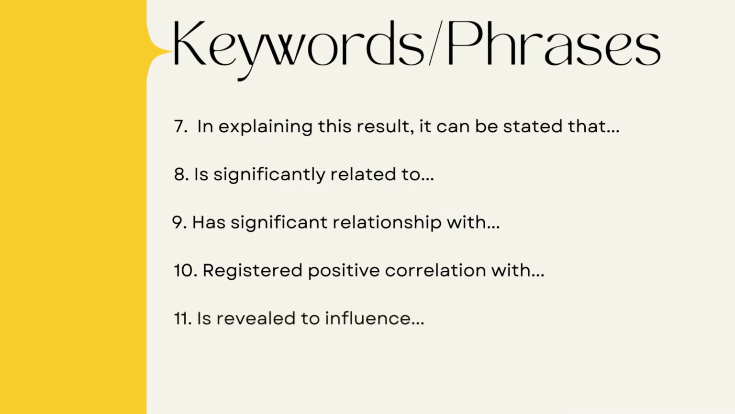Next is number 11, is revealed to influence. You can use this phrase when there are certain things or factors or conditions that lead to alteration, either positive or negative, in the ongoing or existing course of action. Next is number 12. We use this phrase when there is a factor or cause that makes something happen or leads directly to a decision.